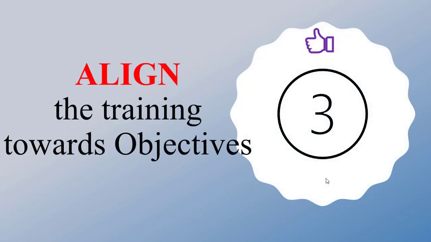Another important thing based upon the first and the second point is that we must align the training towards the objectives. The training must focus on the objectives that are there for the exam. That's why the trainer or the person you're following on YouTube helps you to map that or to achieve those objectives. Otherwise, you might cover a lot of extra things, which is just a wastage of time, or you might skip some of the things, which again will not help you to clear the exam. So it's important that your training is aligned with the objectives of the exam.